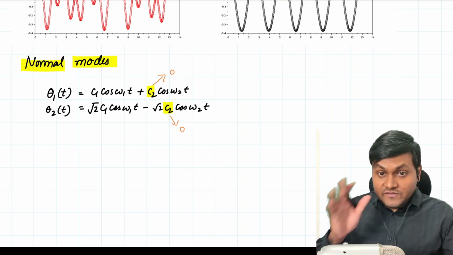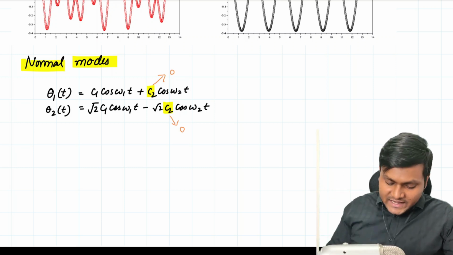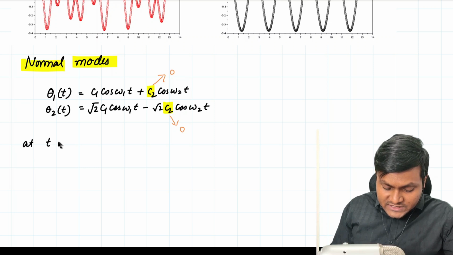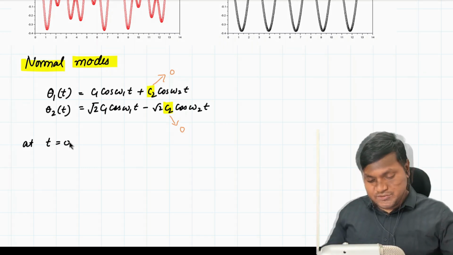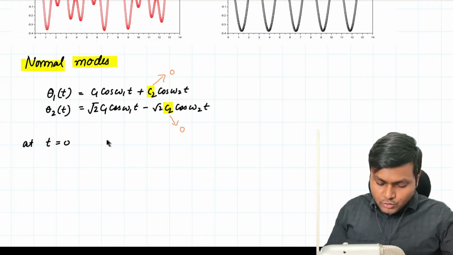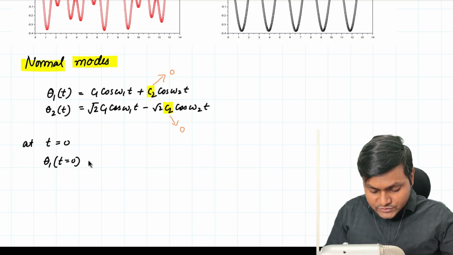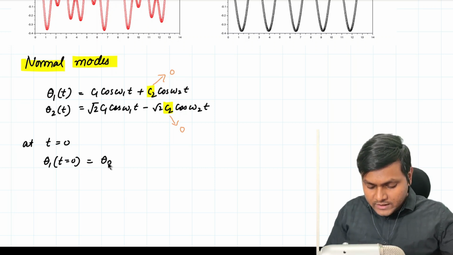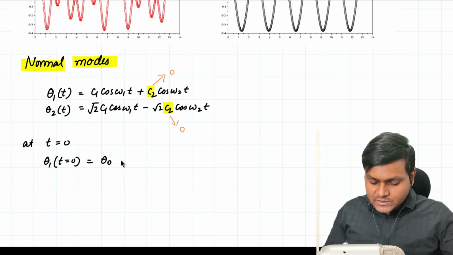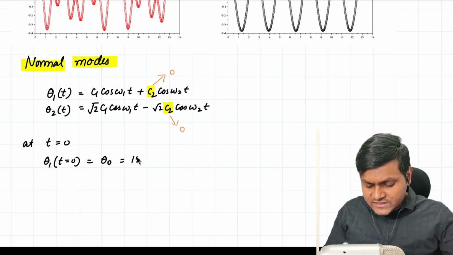Now, if I give that kind of an initial condition, let's suppose at time t is equal to 0, what's going to happen? If at time t is equal to 0, I give the angular displacement of the first particle, theta 1, some theta naught, okay, theta naught I give. And let's suppose it's 15 degrees.